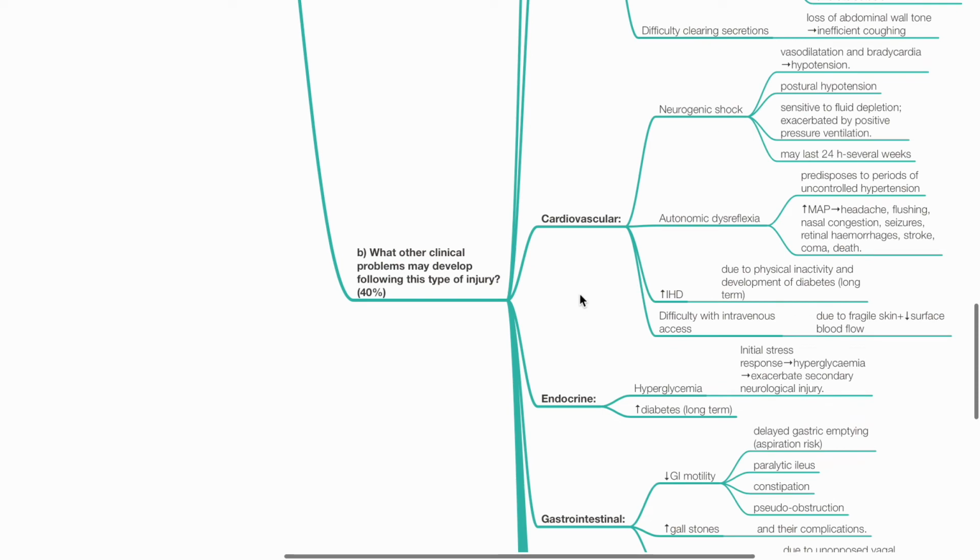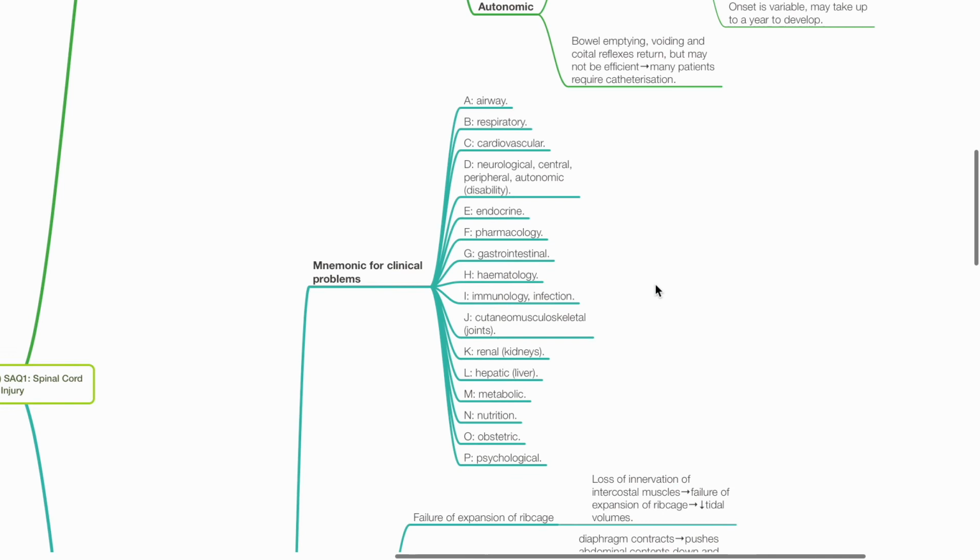What other clinical problems may develop following this type of injury? 40 marks. A mnemonic for clinical problems includes A for airway, B for respiratory, C for cardiovascular, D for neurological, central, peripheral, and autonomic, E for endocrine, F for pharmacology, G for GI, H for hematology, I for immunology and infection, J for joints, K for kidneys, L for liver, M for metabolic, N for nutrition, O for obstetric, and P for psychological.